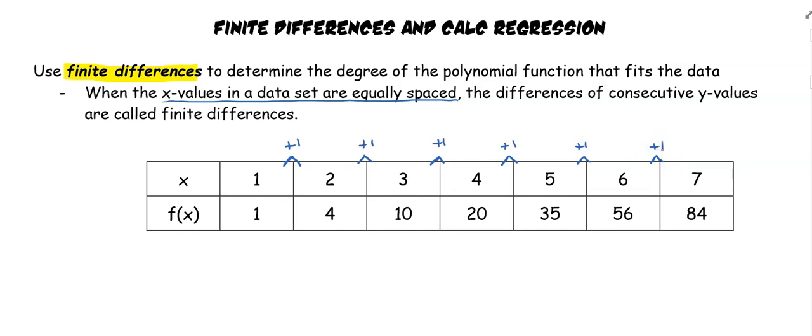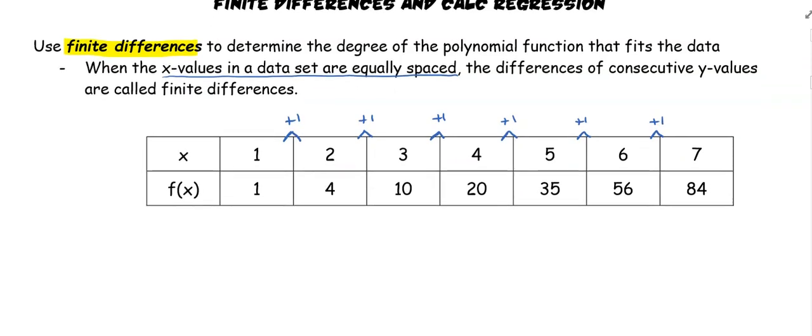So now I need to look to the y values. This is where the work comes into play. I look at my y's. I'm going from 1 to 4. I am getting larger, so I'm adding. To get from 1 to 4, I have to add 3. 4 to 10, I'm adding 6. 10 to 20, I'm adding 10. 20 to 35, I'm adding 15. 35 to 56, I'm adding 21.